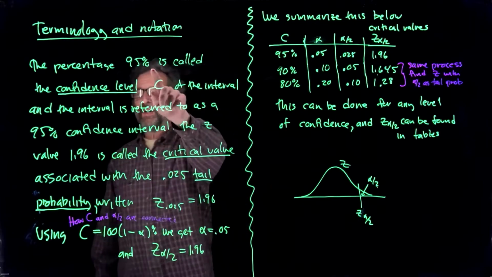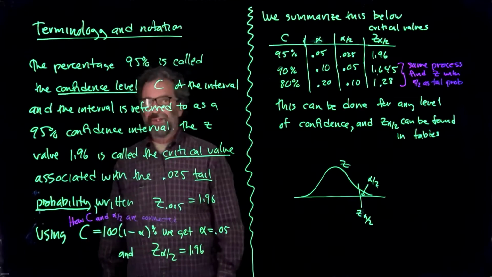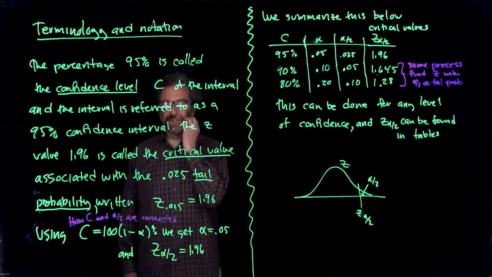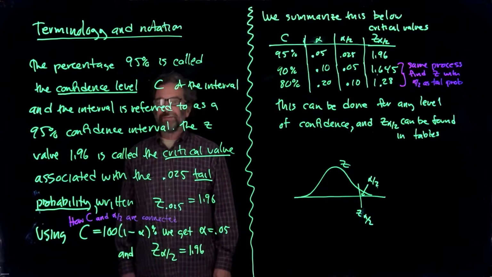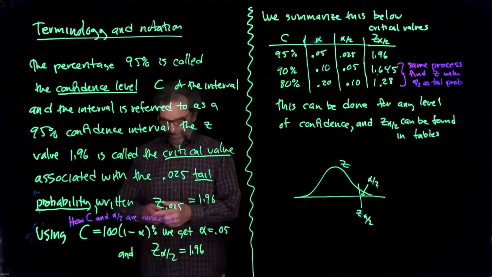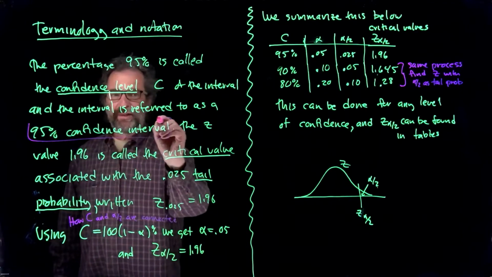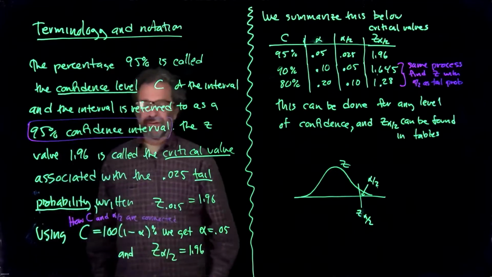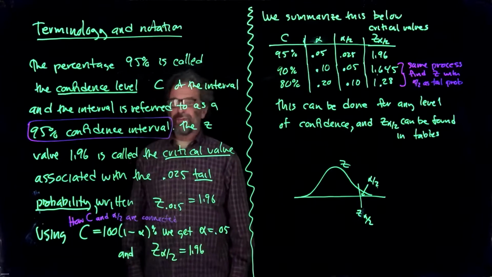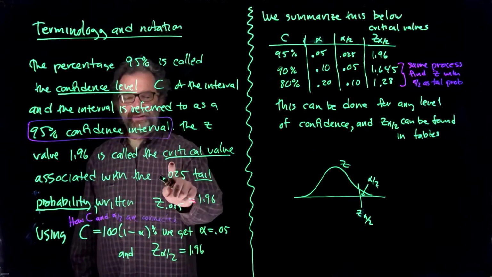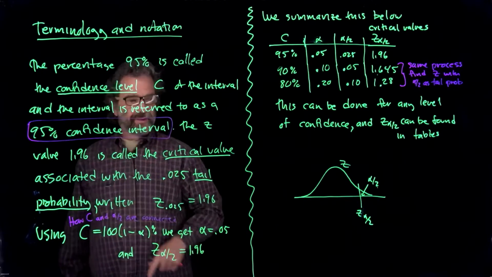That 95% is called the confidence level C of the interval. So C, you'll see that listed in tables, the confidence level, 95%, 80%, whatever. And the interval is referred to as a 95% confidence interval. So we'll see that construct a 95% confidence interval means to make an interval that works for 95% of samples in capturing the true value. The z-value 1.96 is called the critical value associated with the 0.025 tail probability.